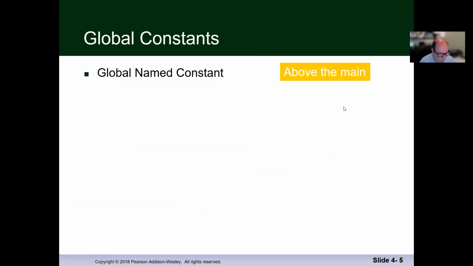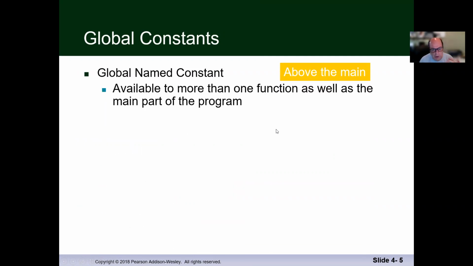We can create global constants that would be above main. The global constants can be visible to everything underneath. So if I create a global constant above the main, it's visible in the main, and it's going to be visible in all the functions. The good thing about it is that every function can see it. The bad thing about it is if you move that function to another location, another program somewhere else, you have to remember that global constant has to go with it.